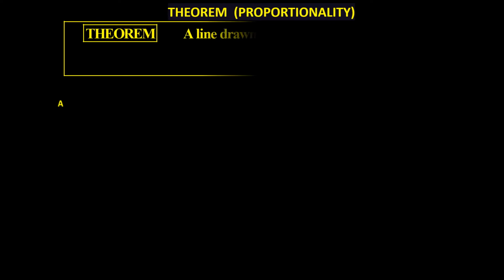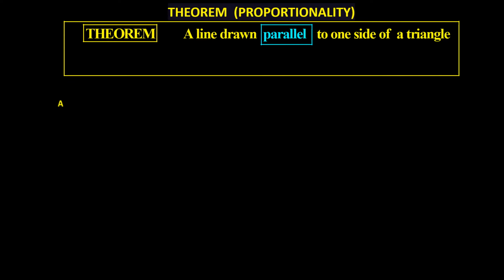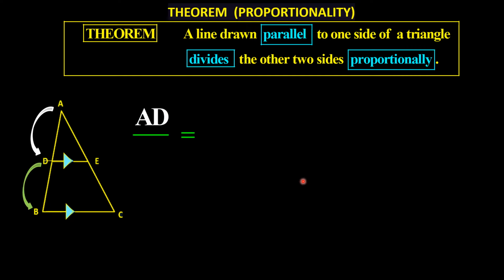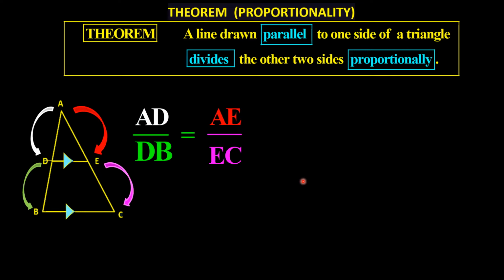Let's look at the statement of the theorem. A line drawn parallel to one side of a triangle. So there we have a triangle, and we have a line DE, which is drawn parallel to BC. That's the given information. Then this line DE will divide the other two sides, AB and AC, proportionally. What do we mean by that? It is AD over DB will be the same as AE over EC, right?